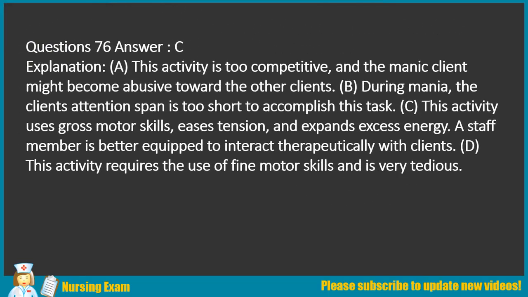Question 76. Answer. C. Explanation. A. This activity is too competitive, and the manic client might become abusive toward the other clients. B. During mania, the client's attention span is too short to accomplish this task. C. This activity uses gross motor skills, eases tension, and expends excess energy. A staff member is better equipped to interact therapeutically with clients. D. This activity requires the use of fine motor skills and is very tedious.